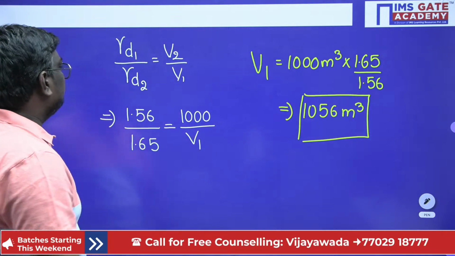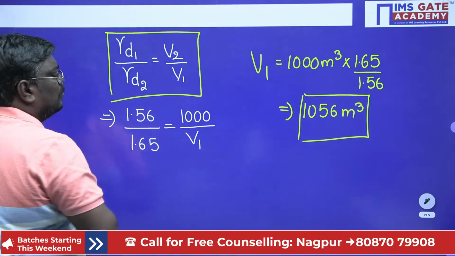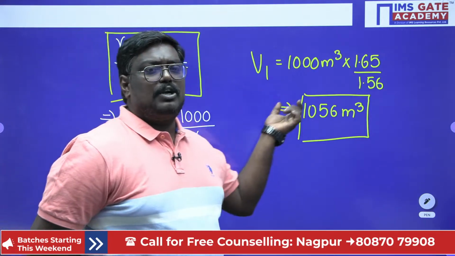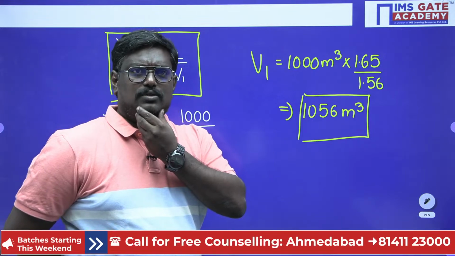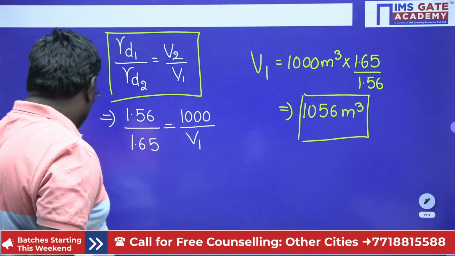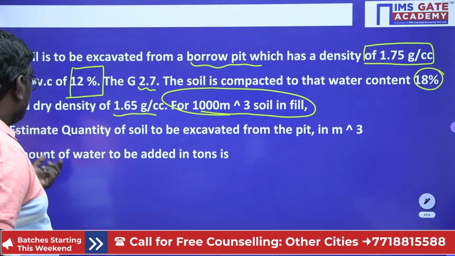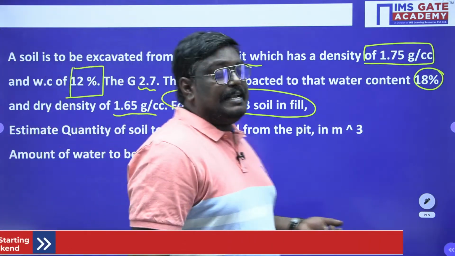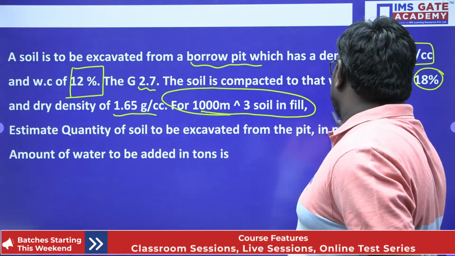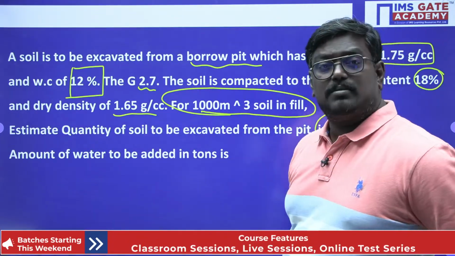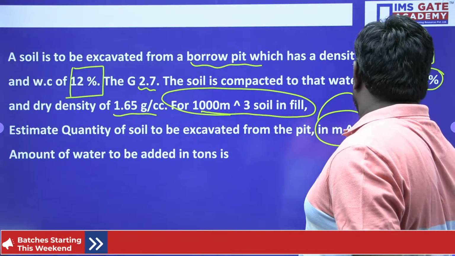So this simple relation, gamma d1 by gamma d2 is equal to V2 by V1, with that simple relation you will calculate the V1 answer. Is it clear? Any doubts in this, students? Okay. Now we have calculated the first one: estimate the quantity of soil to be excavated in meter cube. We got this answer as 1056.